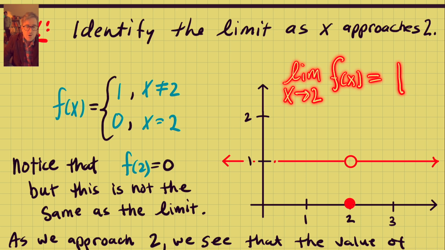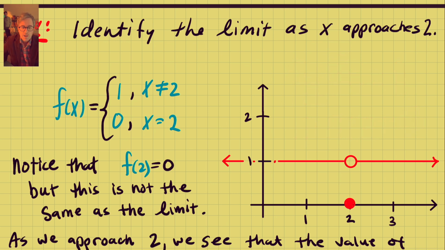Okay. Now notice that this is not equal to the value of f at 2. The value of f at 2 is 0, right? So even though the value of the function is 0, the limit is not 0. The limit is 1. This is a very important example because the function is defined at the point that we're interested in. We're approaching 2. It's defined there, but the limit is different than the value of the function.